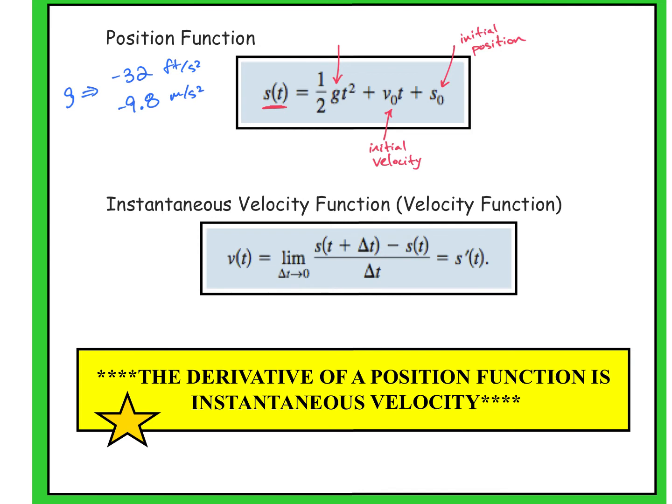All right. So that's our position function. We'll be working with that a little bit. This is what I want you to write down. Instantaneous velocity is taking a derivative of your position. Your instantaneous velocity is your calculus slope. That's how I want you to think of it.